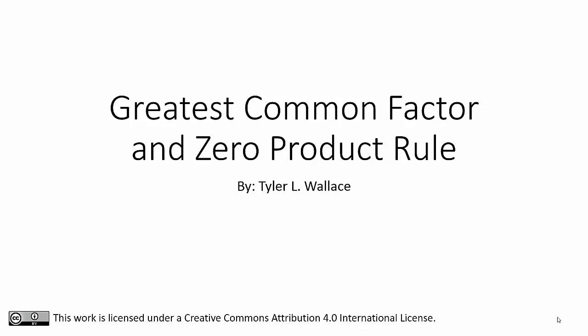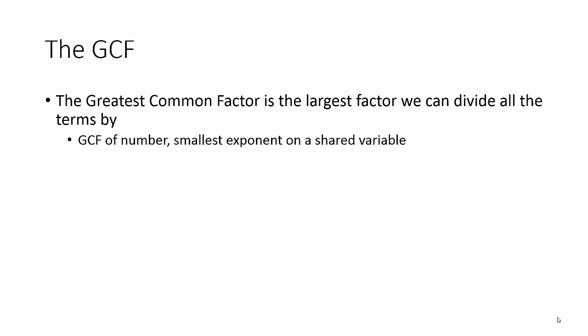Today we're going to look at finding what is called the greatest common factor and look at how we can use the zero product rule to help us solve equations with polynomials. But first, the GCF, or greatest common factor. This is the largest factor that we can divide each term in the polynomial by with no remainder.